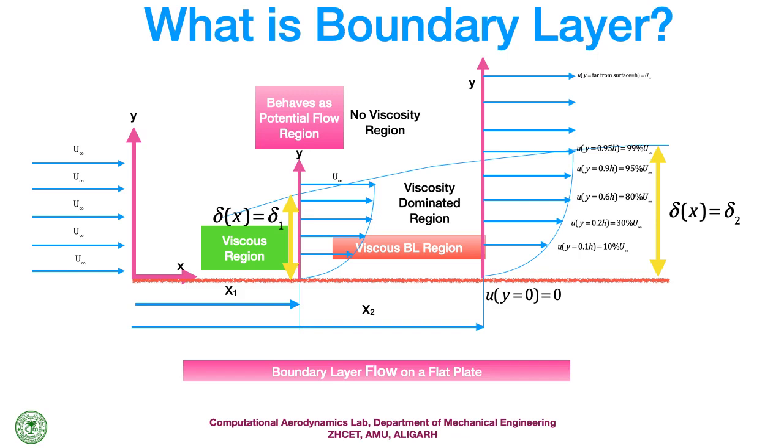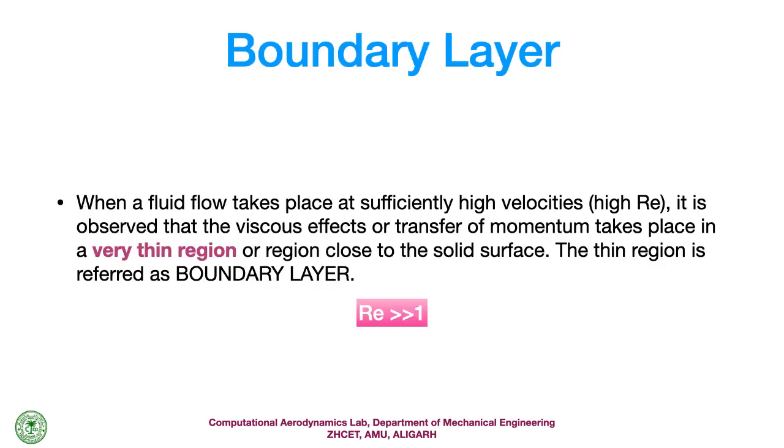Now, let me formally write what the boundary layer is. When a fluid flow takes place at a sufficiently high velocity, that is, higher Reynolds number, it is observed that the viscous effect or the transfer of momentum takes place in a very thin region close to the solid surface. The thin region is referred to as the boundary layer.